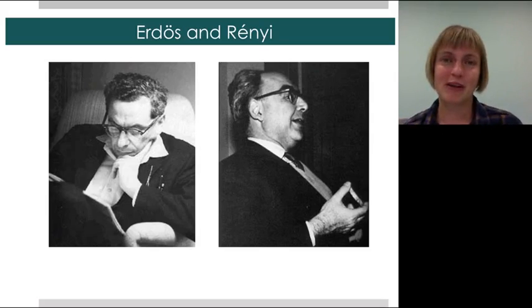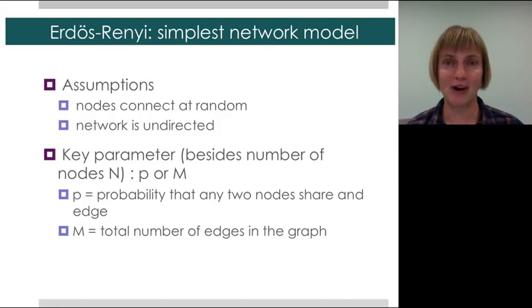Now, one of his favorite collaborators is Renyi. Renyi is credited with the quote that mathematicians are machines who turn coffee into theorems. Together, they wrote a series of papers on the properties of the random graph, which in this course and in general is called an Erdos-Renyi random graph. Now, let's look at what the assumptions of this model are. They're very few. It's just going to be that the nodes are going to connect at random, so any two nodes in the network are equally likely to connect.